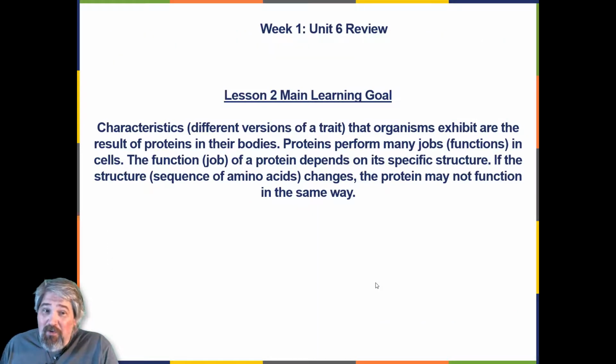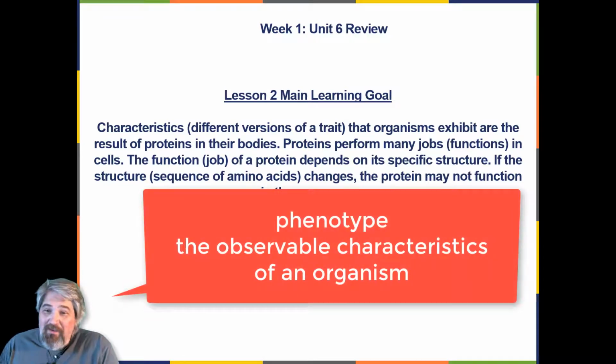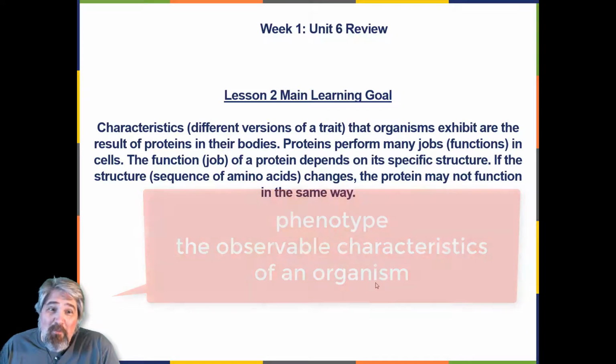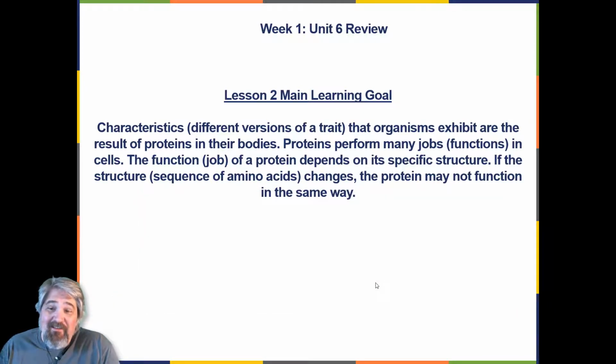Now, lesson 2, the main learning goal there was about characteristics, which were different versions of a trait, or I dropped in that word phenotype, if you remember. The characteristics that organisms exhibit are the result of proteins in their bodies. Proteins perform many jobs in the cells, the majority of the jobs, but not all. The function of a protein depends on its specific structure. If the structure changes, the protein may not function the same way.